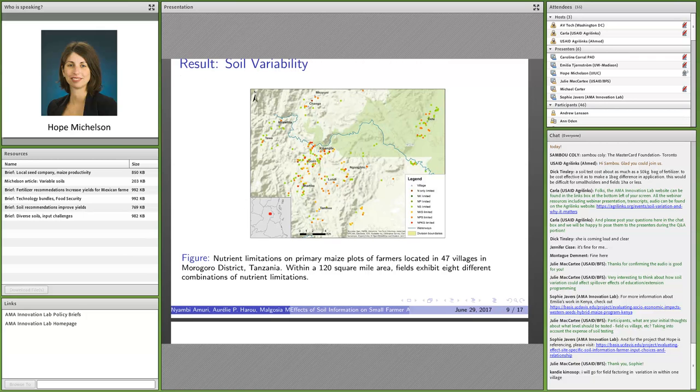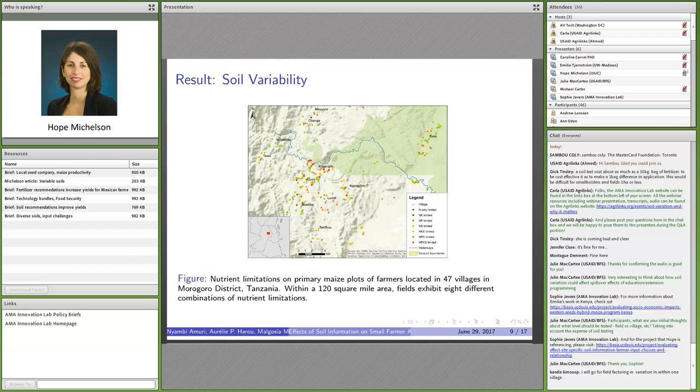So this is within a 120 square mile area. You see that fields exhibit 8 different combinations of nutrient limitations. And you can also see that within the villages, which are these clusters of points marked by triangles, but difficult to see, there's a lot of variation in what those specific combinations of nutrient limitations are, right? And that's very important because these nutrient limitations are related to the kinds of fertilizers you need to buy, the kinds of applications you need to make, when you make those applications, and the blends that you need to purchase. So if you're thinking about what an extension service or an input dealer needs to have on hand, that's a lot of variability in a practical sense to be trying to meet the demand.